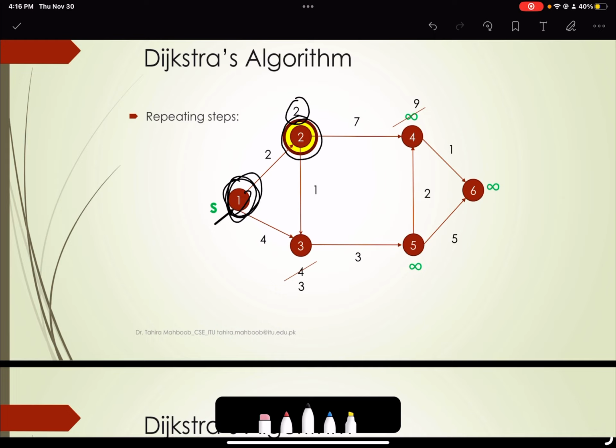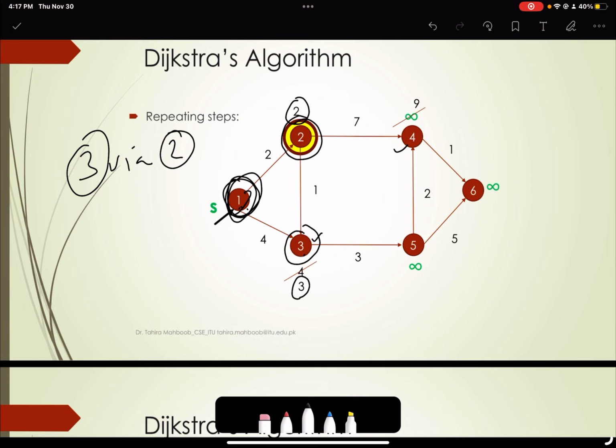And then from 2 we can go either to 3 or we could go to 4. So if we go to 3, we will sum it up, and initially it was 4, but now if we go to 3 via vertex 2, the distance becomes 3 instead of directly going, that is 4. So the distance was previously 4, but now it has updated to 3.